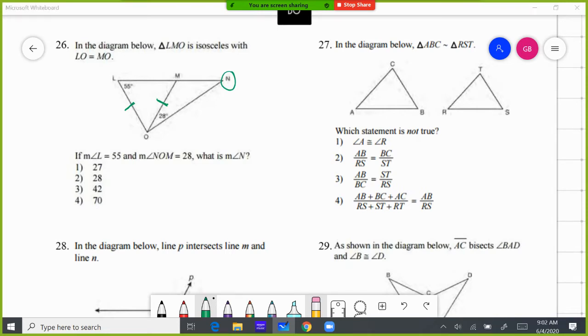So it's going to be like a scavenger hunt. First, I'm gonna find the measure of this angle here. Since we have an isosceles triangle, then these two angles are also congruent. So this is 55. And then we have a linear pair here. So this is 55. This angle on the inside of the other triangle is going to be 180 minus 55, which is 125.